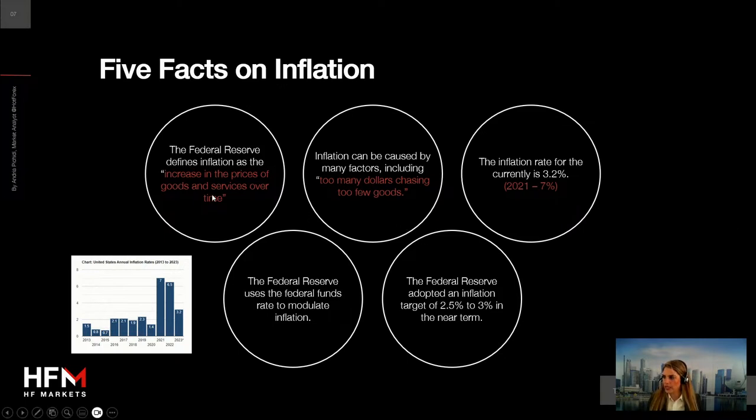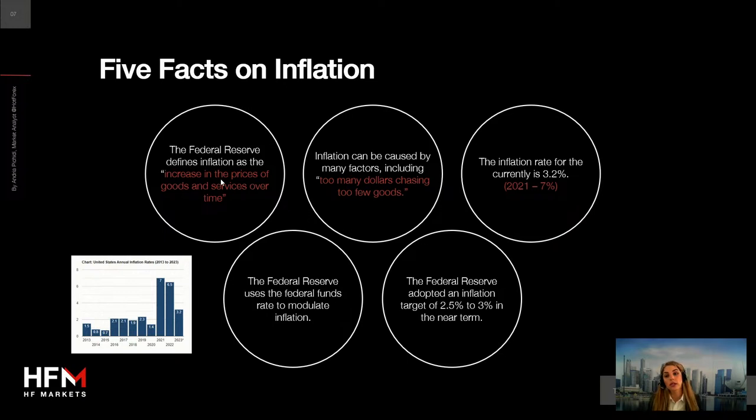So, the increase in the prices of goods and services over time is the official definition from the Fed regarding inflation. And keep in mind that the Fed is using these two readings, the personal consumption and the inflation figure, in order to decide any changes on the future outlook.